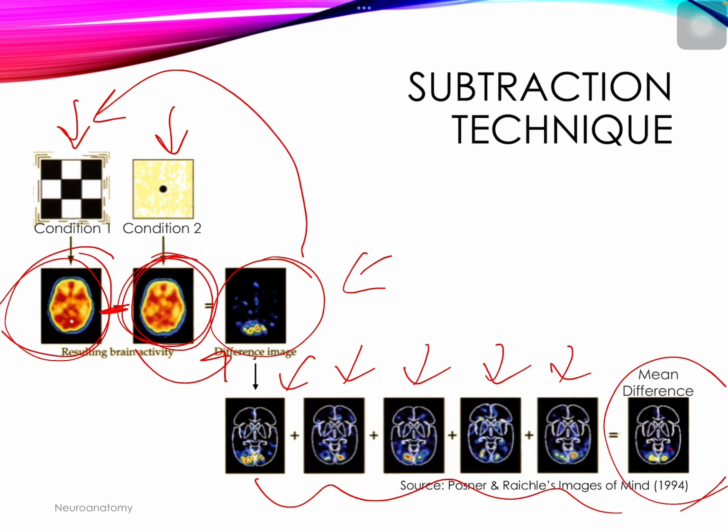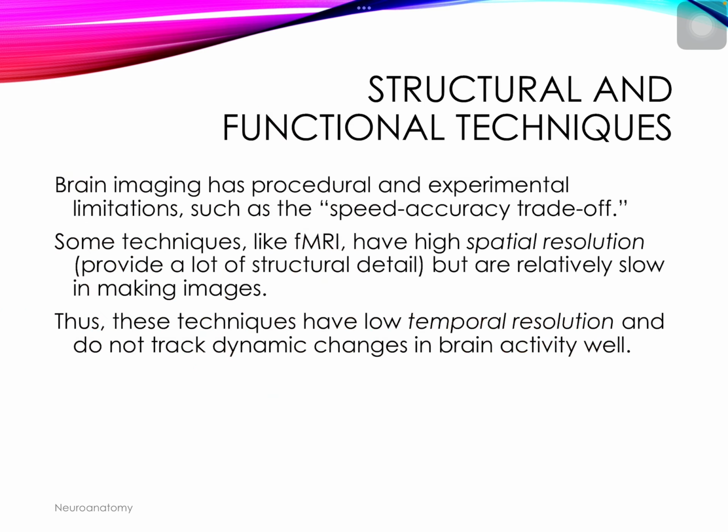And if you get lots of overlap in activation, like for example, right here, this average activation, then we can say that when you're doing this particular cognitive task, your brain is probably more active. There's more blood flow in this particular region of the brain. And when you are using different techniques, there are pros and cons of each one.